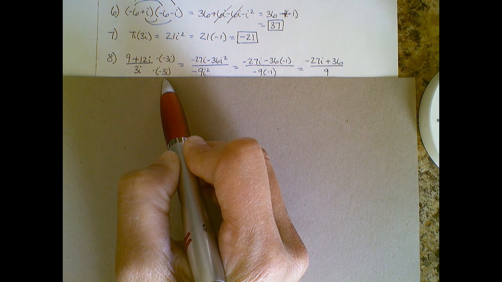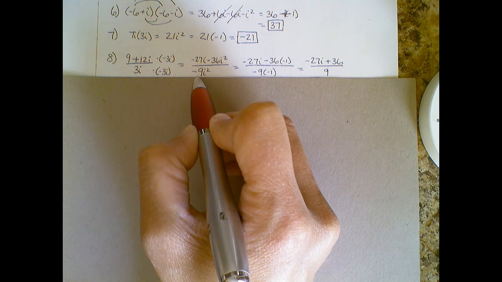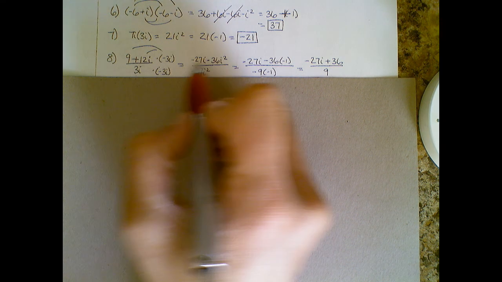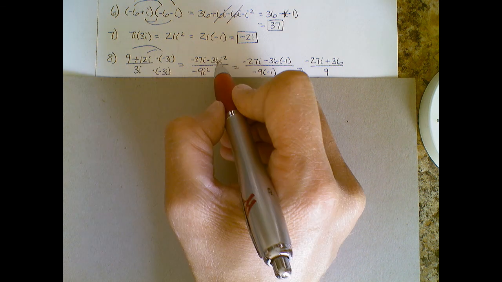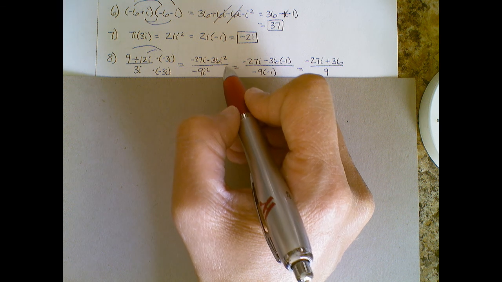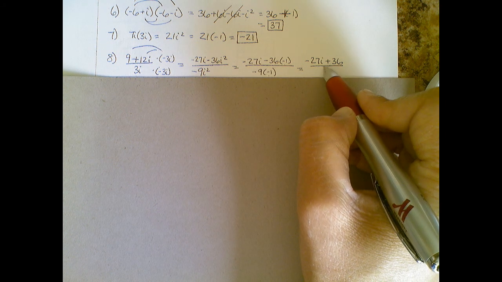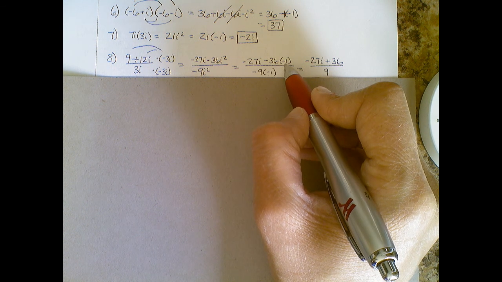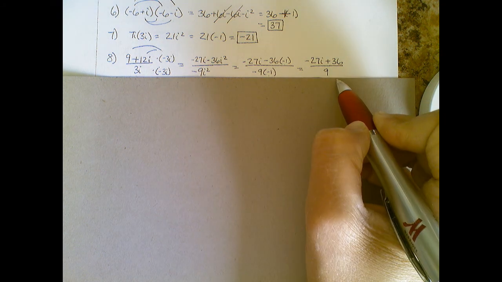So then when I do that, on the bottom, 3i times negative 3i is negative 9i squared. On top, I'm going to distribute this, so I get negative 27i, and then negative 3i times 12i is negative 36i squared. Then I keep simplifying it. So this i squared equals negative 1, so I plug that in. So I have negative 27i. Negative 36 times negative 1 is positive 36. Negative 9 times negative 1 is positive 9.